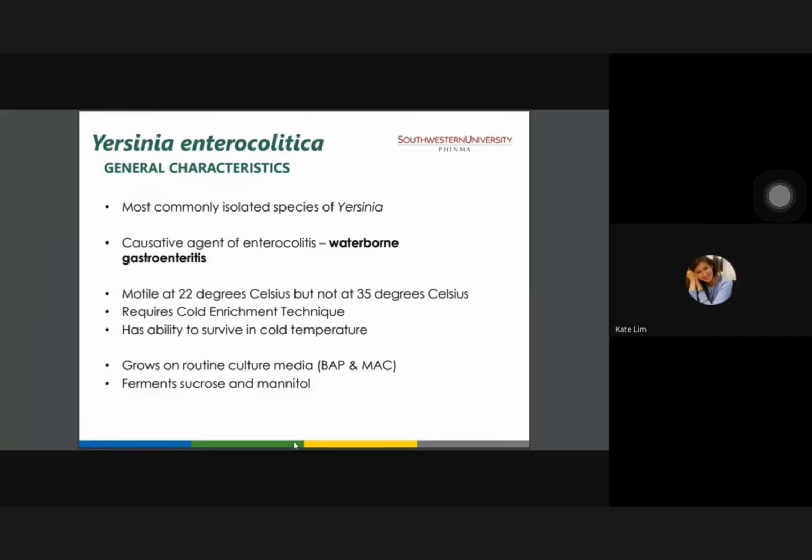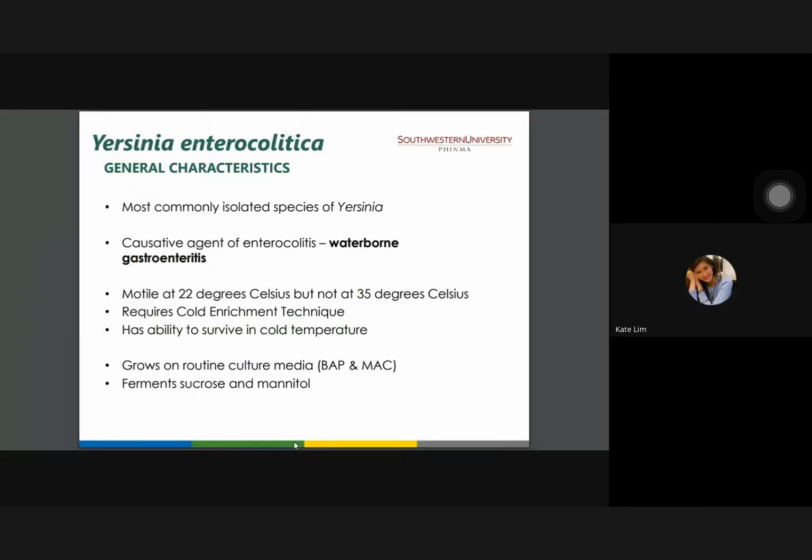So with that fact, we could actually isolate Yersinia enterocolitica using a cold enrichment technique. Again, your Yersinia enterocolitica, which loves the cold temperature, we could use this distinct feature in isolating the bacteria. So how do we do this?